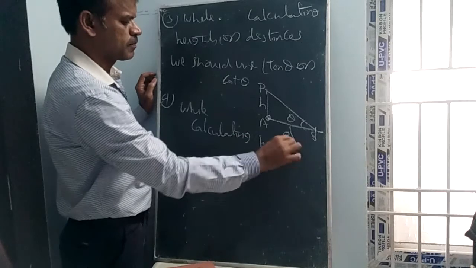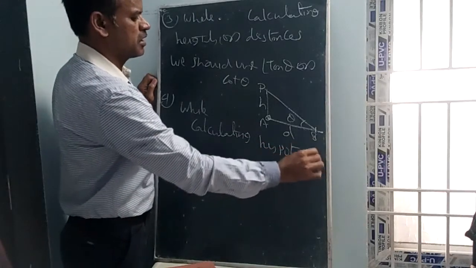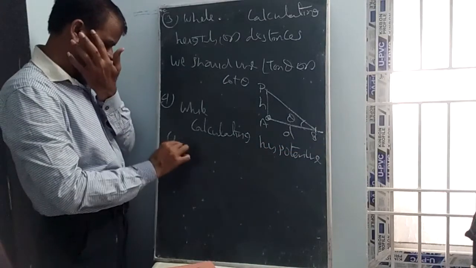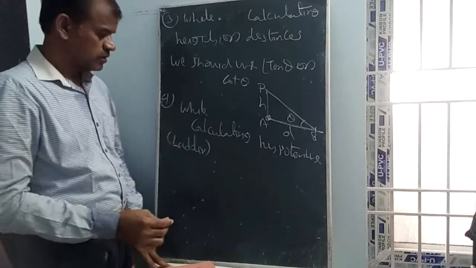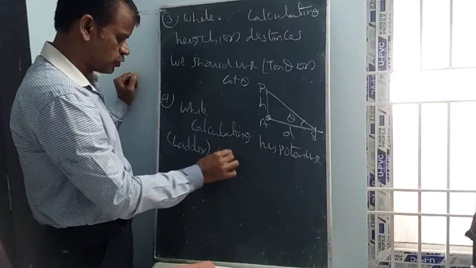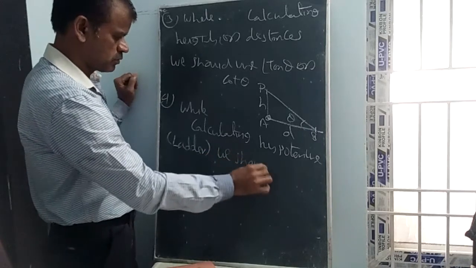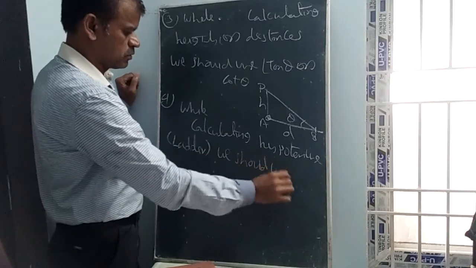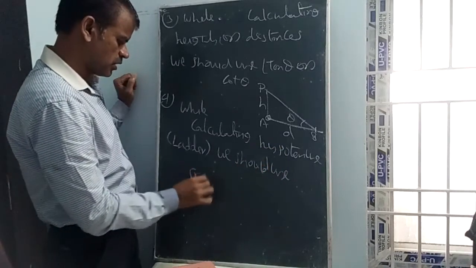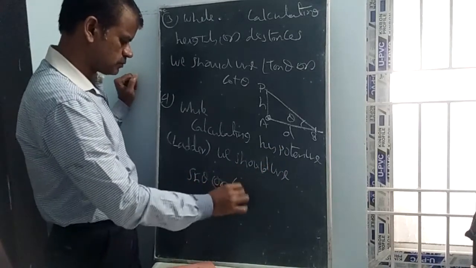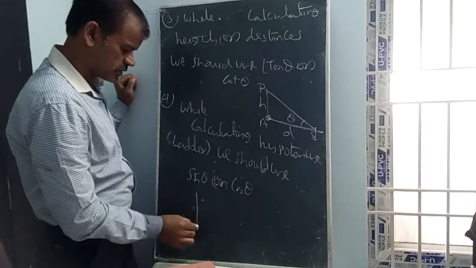Next formula: while calculating hypotenuse, within brackets I am writing ladder. Ladder sums are there. For a ladder, we should use sin theta or cos theta. So what is the ladder?